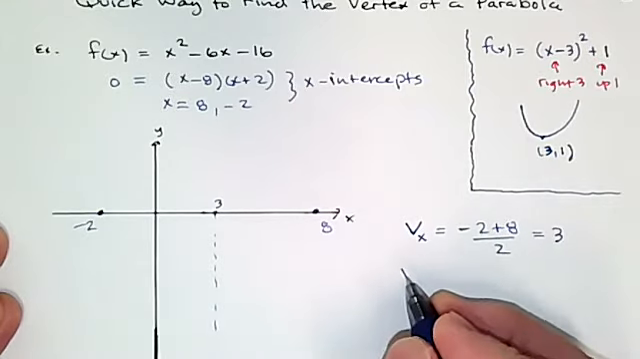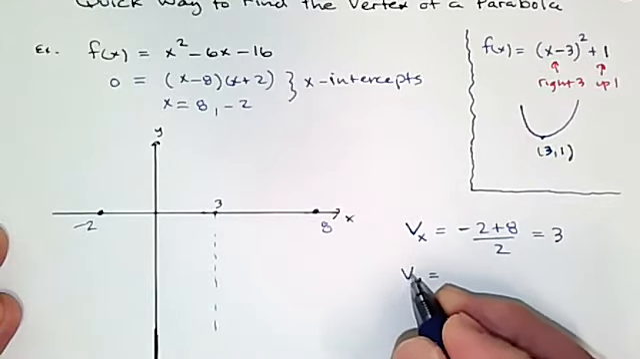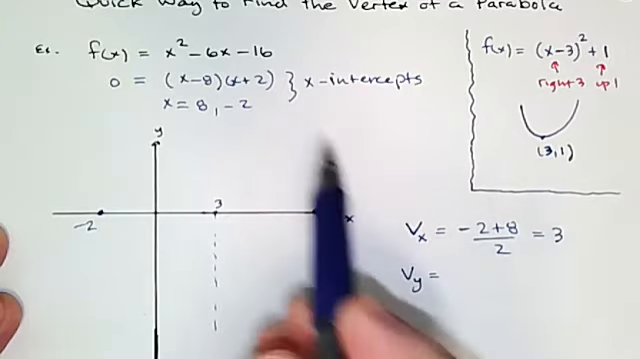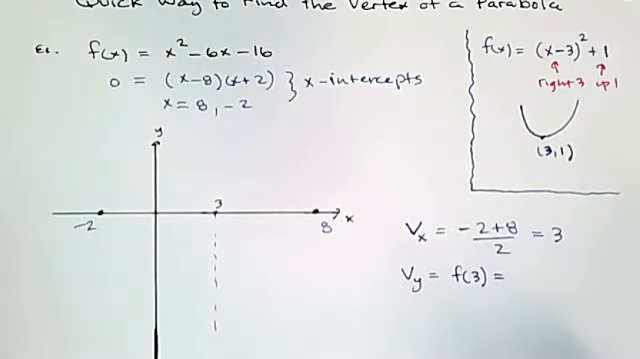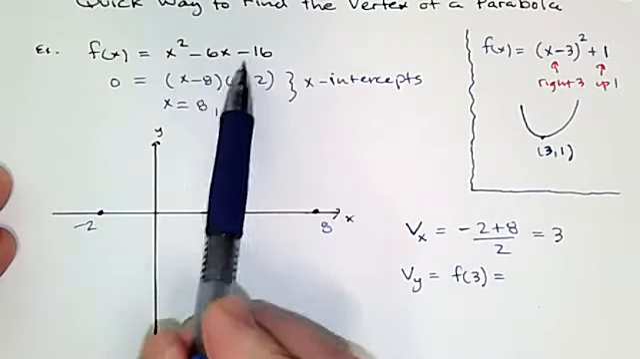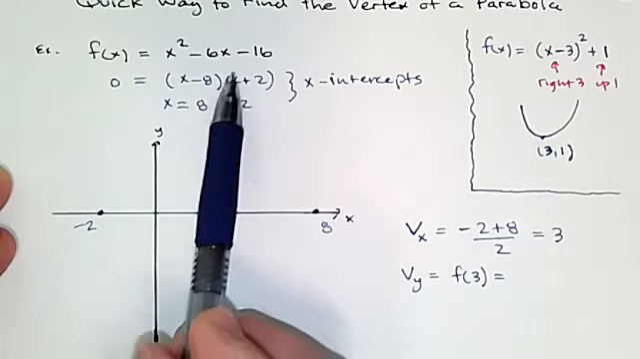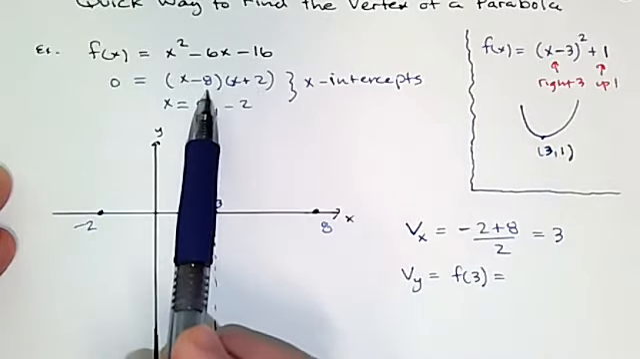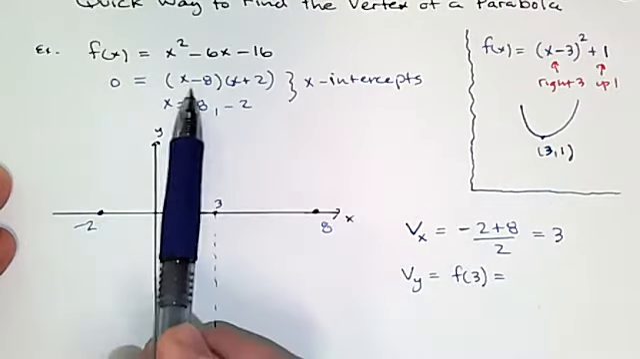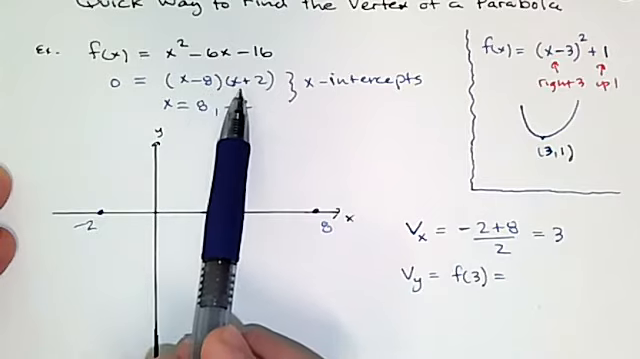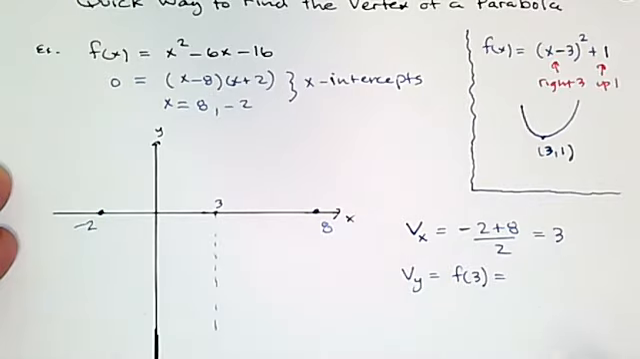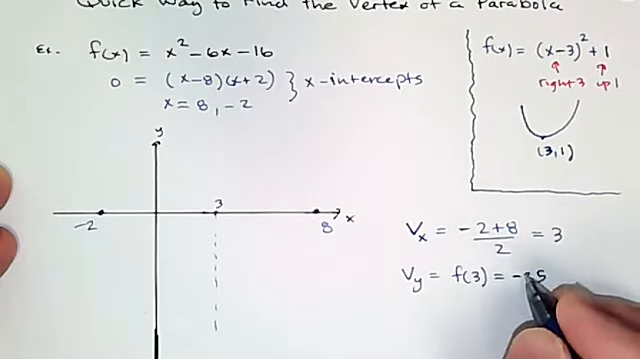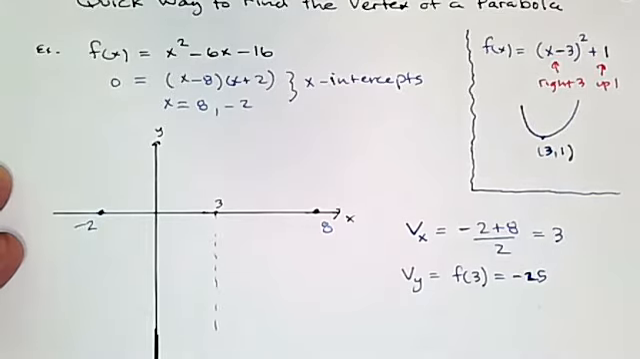What about my y-coordinate, which I'll denote as v sub y? How would I find it? Well, I would just plug 3 back into my equation. So that is just going to be f of 3. Now you can plug it into here. You can also plug it in here. Remember that this is the same equation as that. It's just in factored form. And oftentimes it's easier to plug into the factored form, which is what I'm going to do. 3 minus 8 is -5. 3 plus 2 is +5. -5 times +5 is -25, okay? So my vertex is 3, -25.